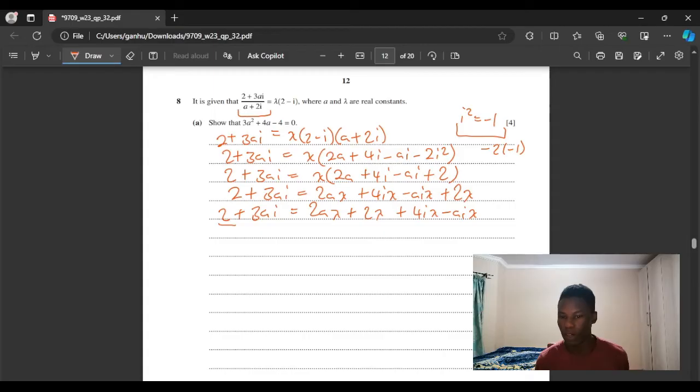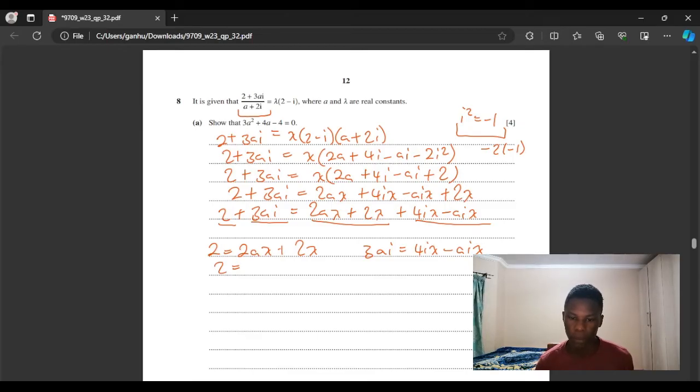So let's equate our real part on the left hand side to the real part on the right hand side. So 2 is equal to 2a lambda plus 2 lambda. Now equate the imaginary part on the left to the imaginary part on the right. So that's 3ai is equal to 4i lambda minus ai lambda. Let's factor out our lambda here. So that's 2 is equal to lambda times (2a plus 2).